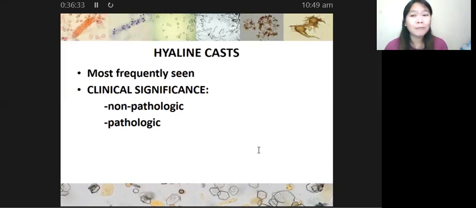Naku ha, sila nga ang pinakasimple eh. Sila ang unang na-form bago ma-form yung ibang types ng casts. Alright, so most frequently seen therefore is your hyaline casts. Okay, so let me just describe your hyaline cast. So babalik tayo dito sa slide na to.